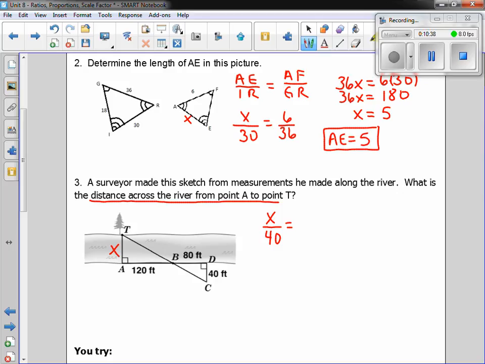Along the bank of the river, we have 120, which corresponds with 80. We are going to cross multiply. 80x is equal to 40 times 120. 80x is equal to 4,800. When we divide by 80, we find out that x is equal to 60 feet.